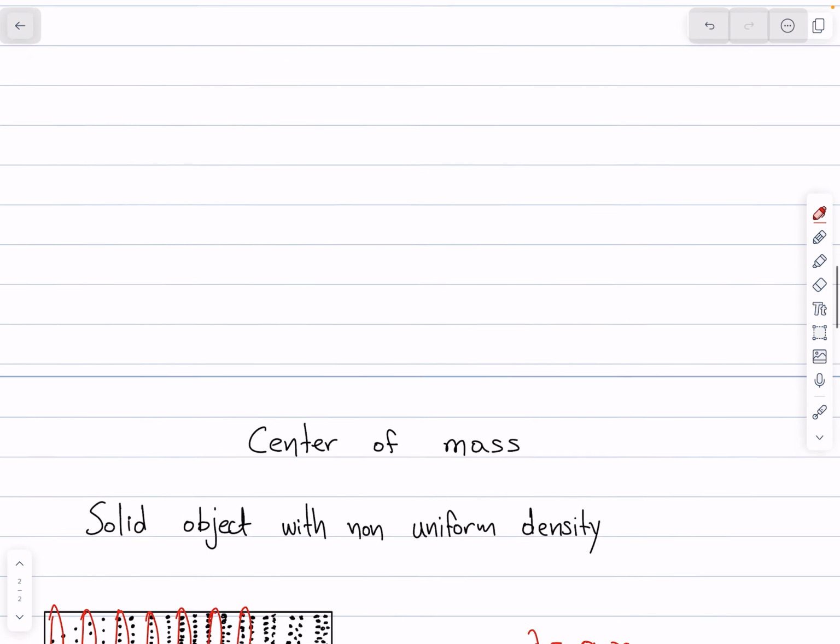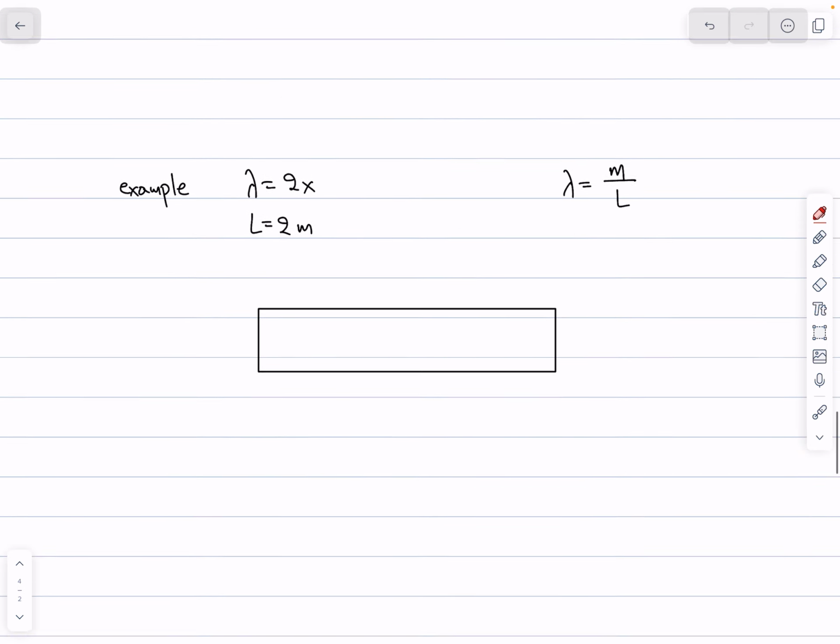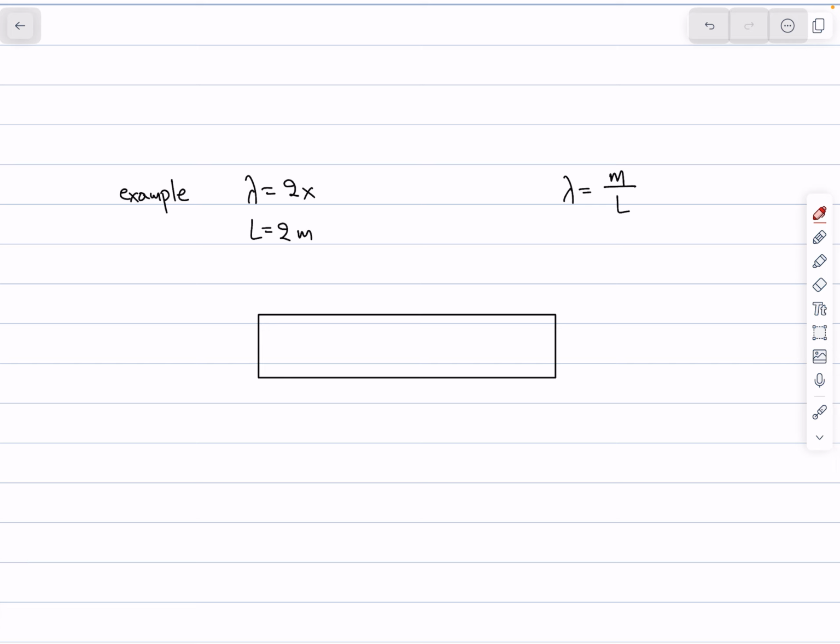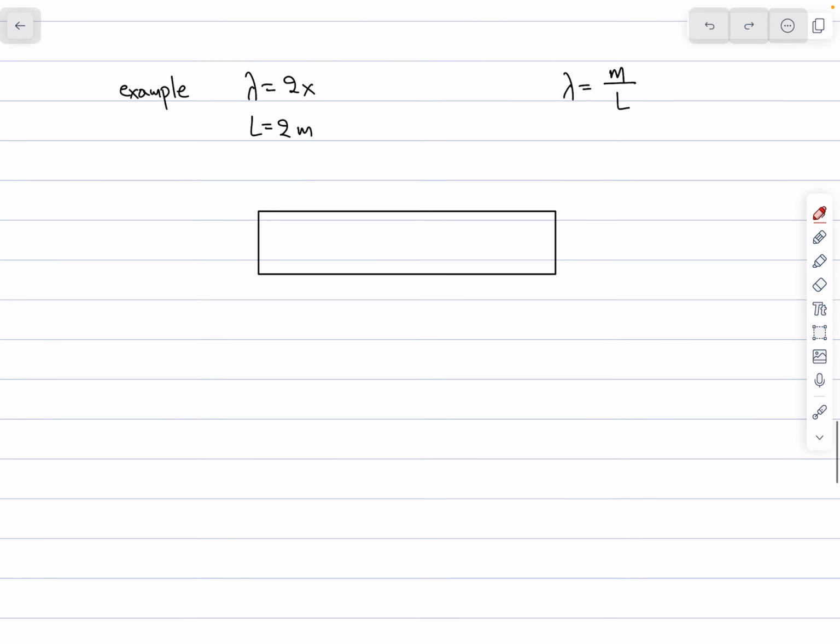In case we have an object that has a linear mass density that is given as a function of position, 2x, what we need to do is sooner or later apply the law that the x of the center of mass is the integral of x times dm divided by the integral of dm. And in these cases, most likely what will be given to us is the length of this object. In this case, the length is 2 meters.